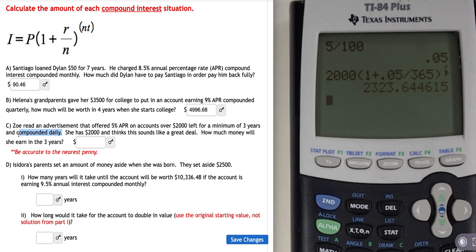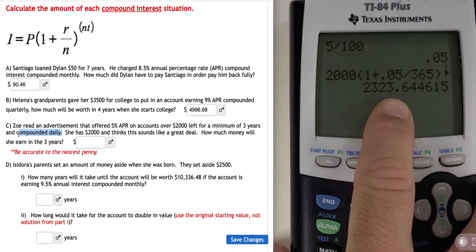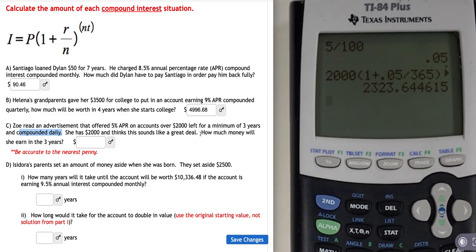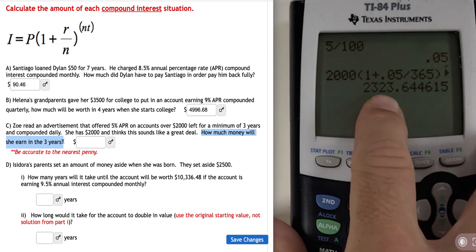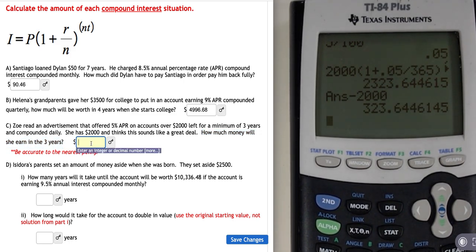Now you're going to be feeling really confident. You're going to want to type this number in here, 2,323, but that is not what the question's asking. It is asking how much money will she earn in 3 years. Now, earning, this is not the earned money. This is the amount the account is at. You have to subtract off what was originally there, so I'll subtract off the $2,000, and the amount that you earned is $323.64.